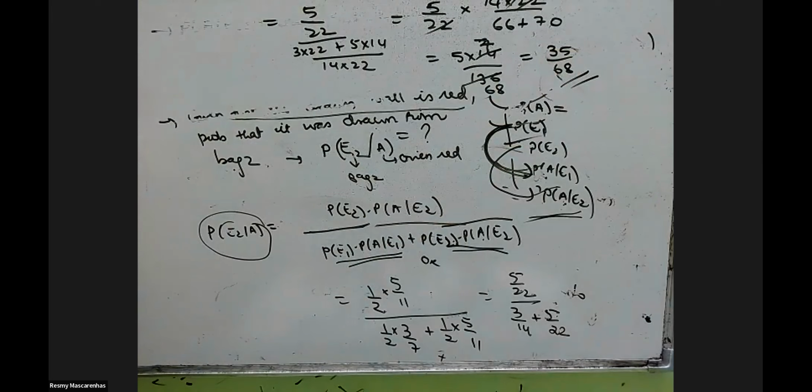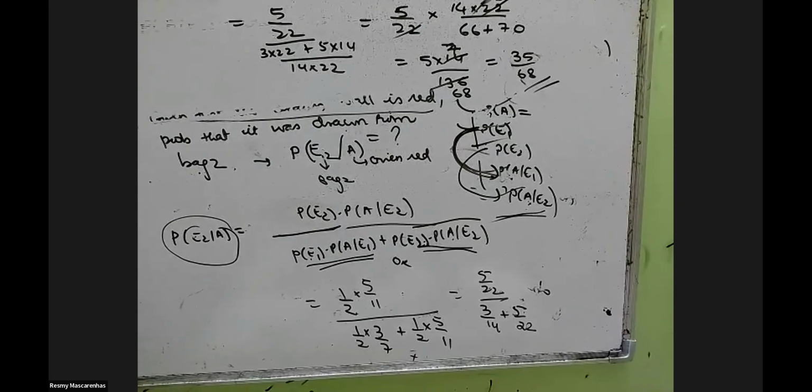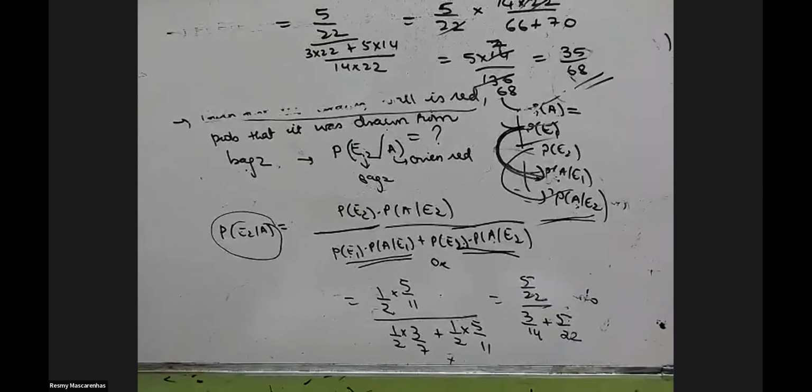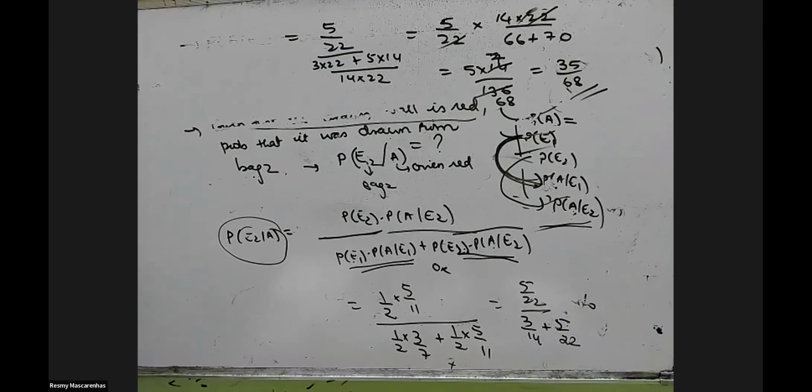So this will be the answer, 35 upon 60. That 5, 22, 20 and 22 will cancel. If you have not understood, or have some doubts in the first one, second one.